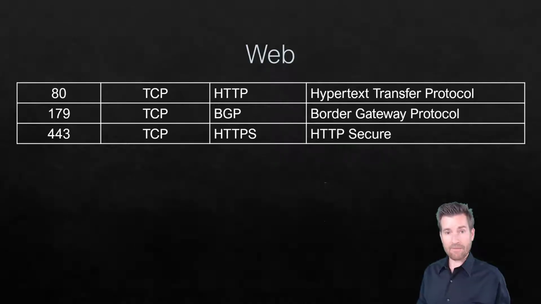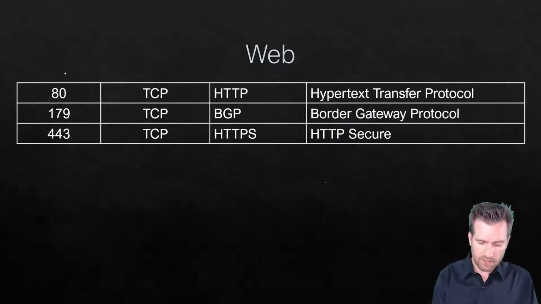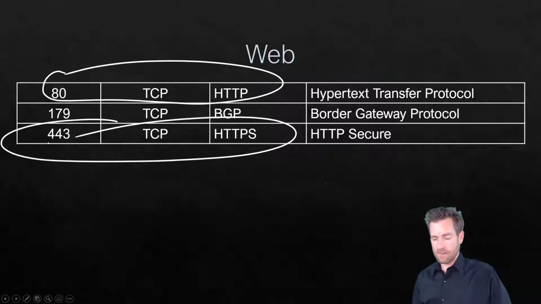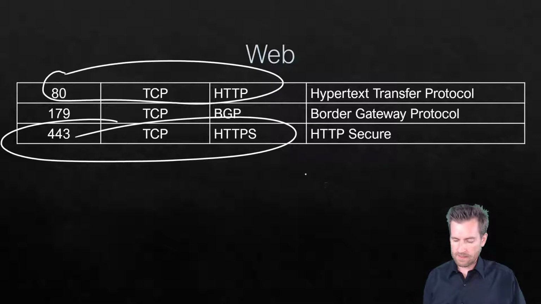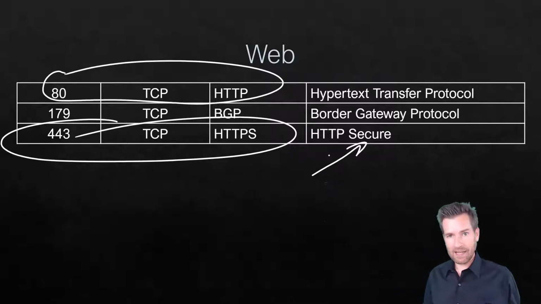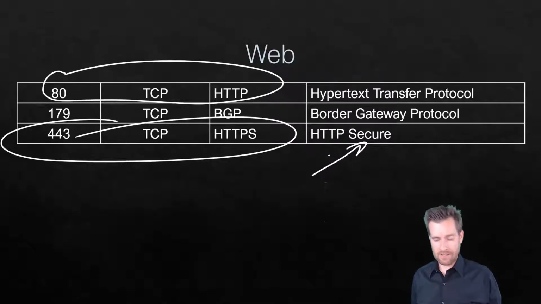All right, then we have the web, and hopefully if you've been following along you already have a good understanding of port 80 and port 443, which has to do with HTTP, or Hypertext Transfer Protocol. The S at the end just means secure. Once again, at one point in time this was SSL. It now uses TLS to secure that traffic.